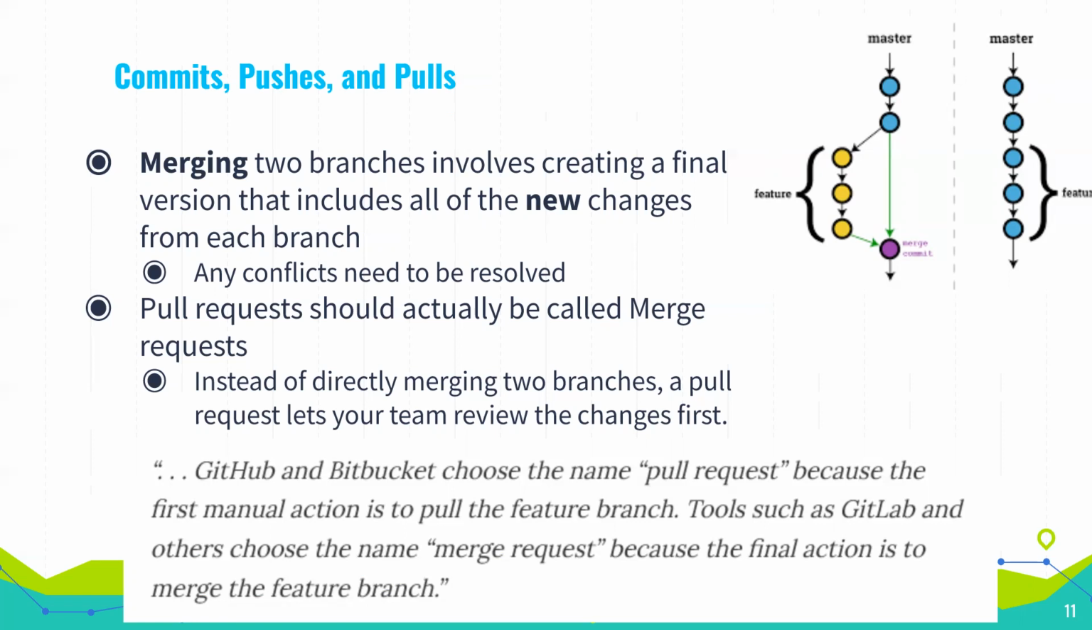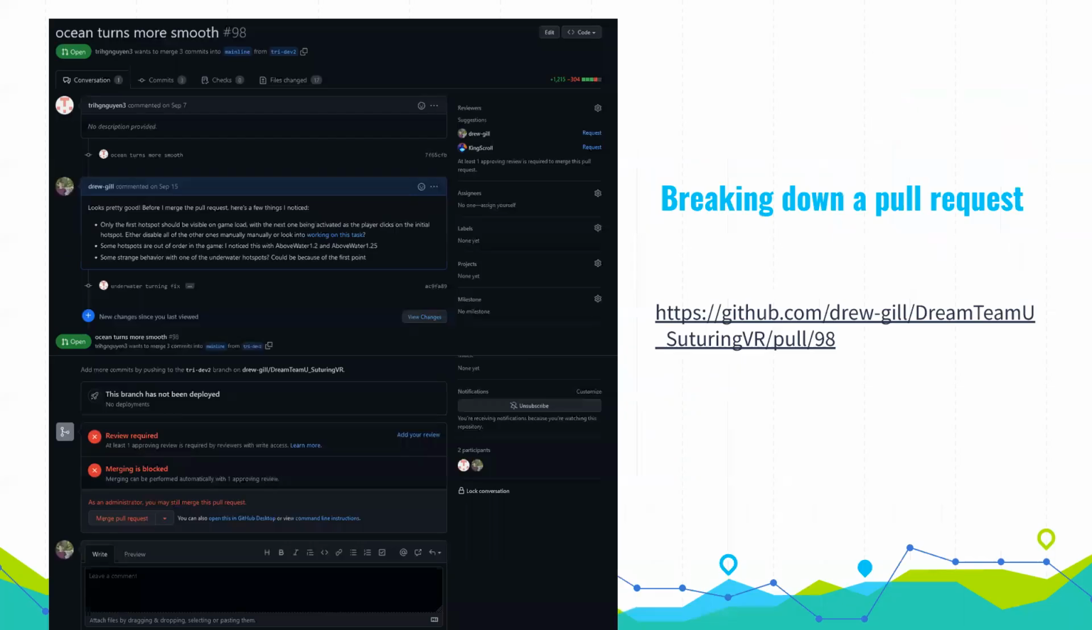But with pull requests, you can comment on it. Your team can see what you're changing. It's kind of an extra step before you destroy everything. You're letting your team review it. So here's an example pull request.